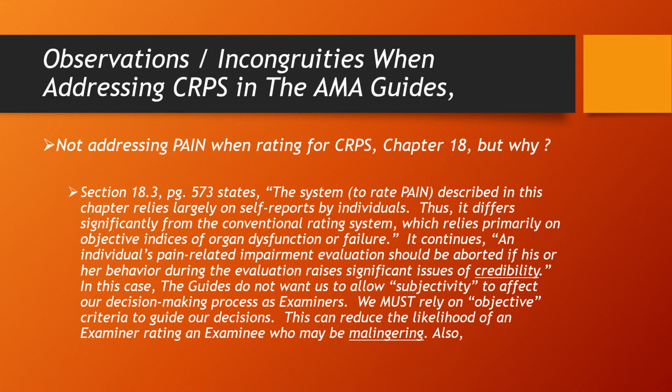Thus, it differs significantly from the conventional rating system, which relies primarily on objective indices of organ dysfunction or failure. So they go on and say an individual's pain-related impairment evaluation should be aborted if his or her behavior during the evaluation raises significant issues of credibility. In this case, the guides do not want us to allow subjectivity to affect our decision-making process as examiners. We must rely on objective criteria to guide our decisions, and this can reduce the likelihood of an examiner rating an examinee who may be malingering.